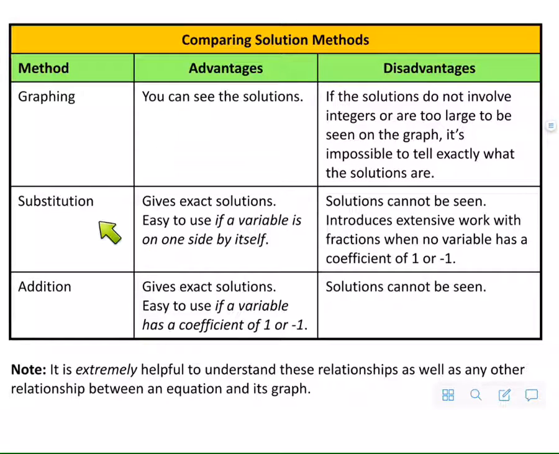So we have two methods that we prefer, either substitution or addition. Substitution is best if the variable is easy to solve for one side by itself. So if you go back to the examples that I did in 9.1, they were all very easy to solve for one of the variables. In fact, the only ones we did were where one of the variables had a coefficient of 1.